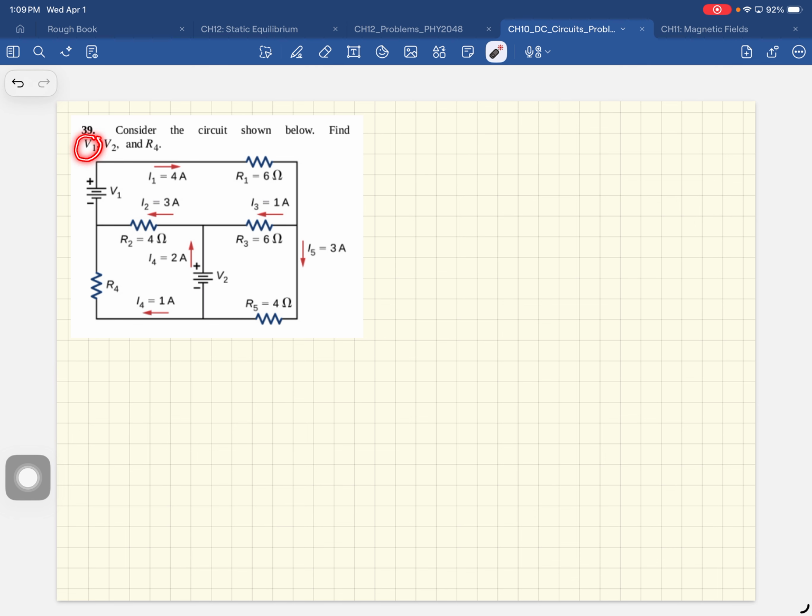We want to solve for V1. Where is V1? There is V1. You know this current, you know that current, and you know this resistor. So to solve for V1, all you have to do is apply Kirchhoff's rule to this loop, and you should be able to solve for V1.